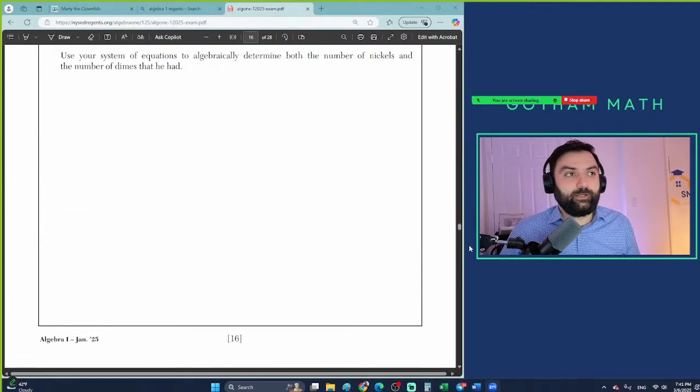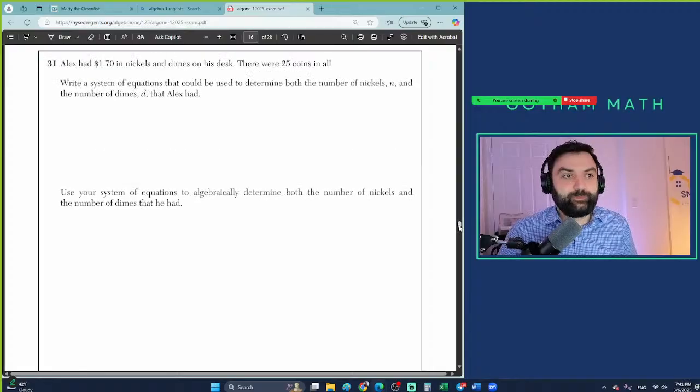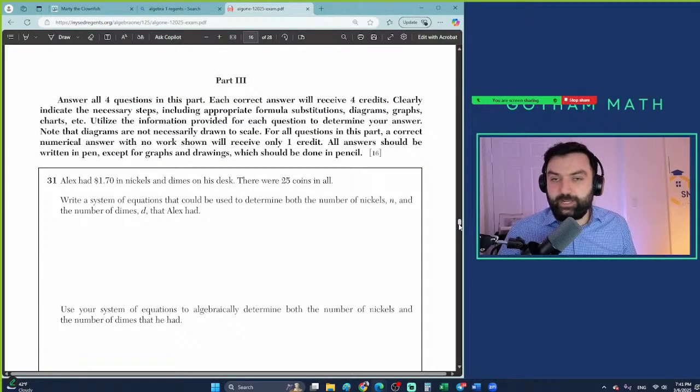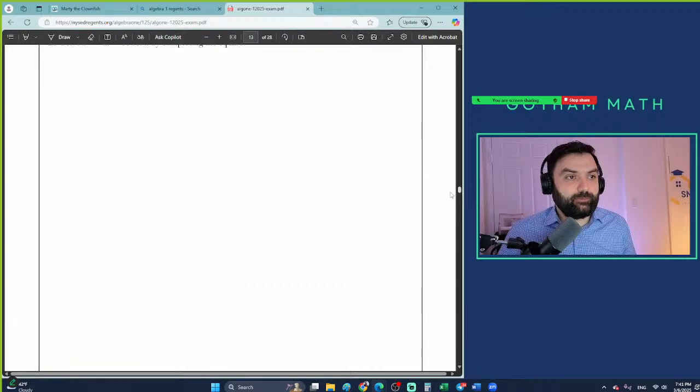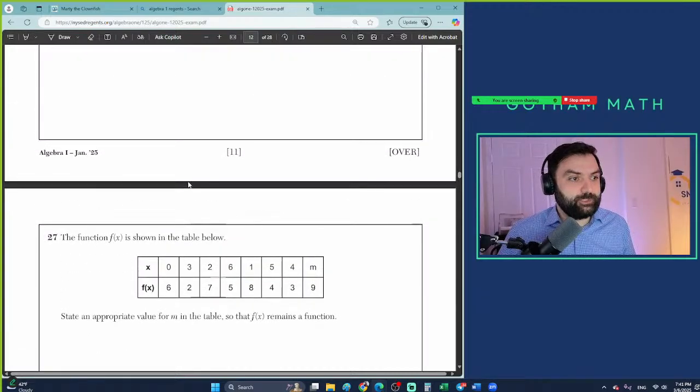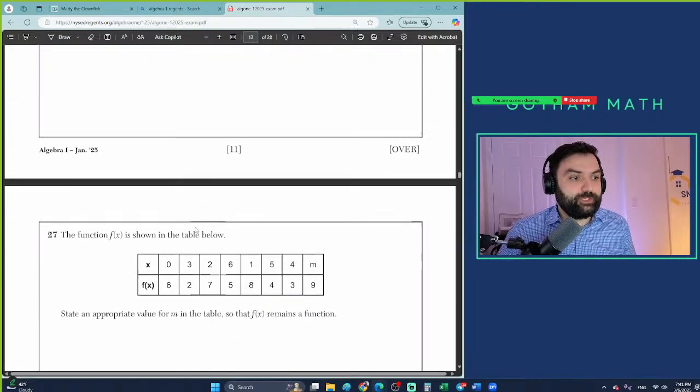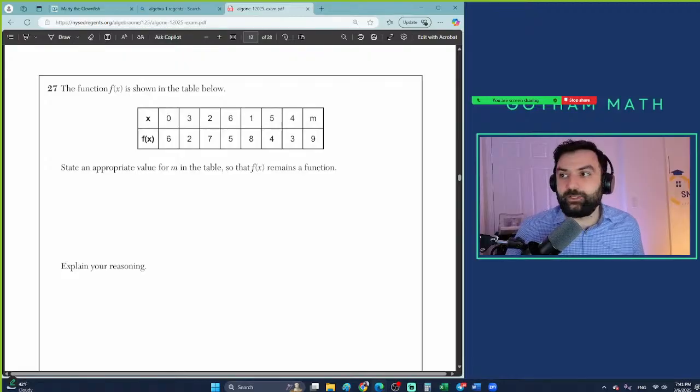We are at Algebra 1 Regents. We are at the short response section and we are on question number 27. This is going to be part 3, basically, of our Algebra 1 Regents journey. So let me just go ahead and start question number 27.